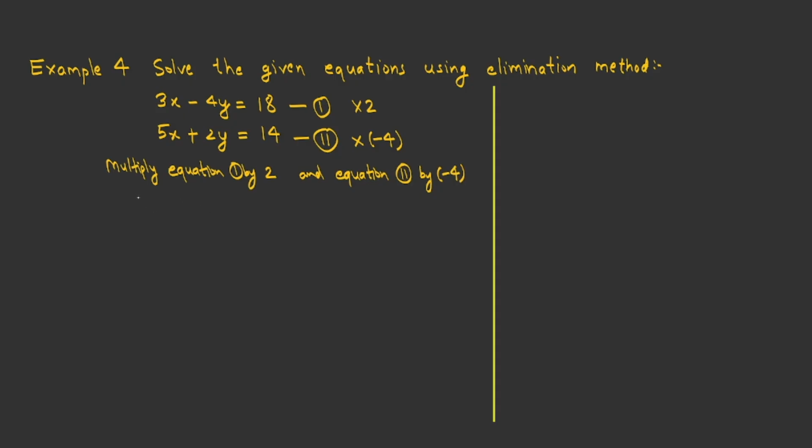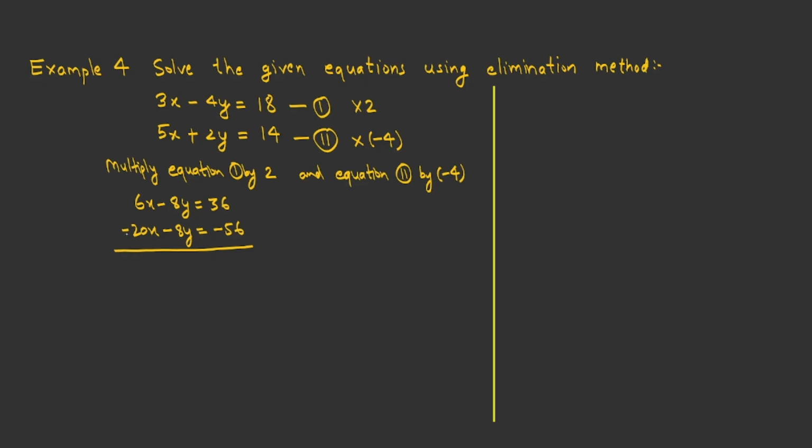3 2 जा, you will have 6x minus 8y is equals to 18 2 ja 36, and here minus 20x minus 8y equals to minus of 56. Now you can see minus 8y and minus 8y means both are same, and when both the quantities are same, to get 0 what you have to do, you have to subtract them. तो यहाँ हम subtract करते हैं.